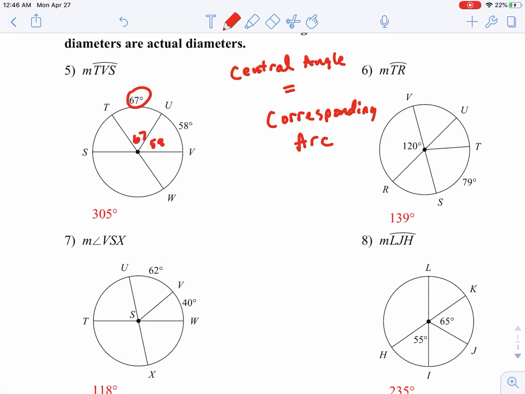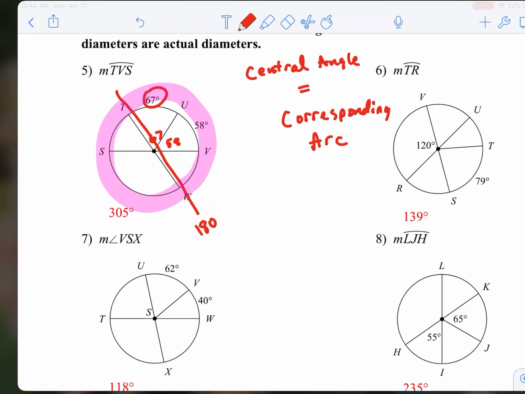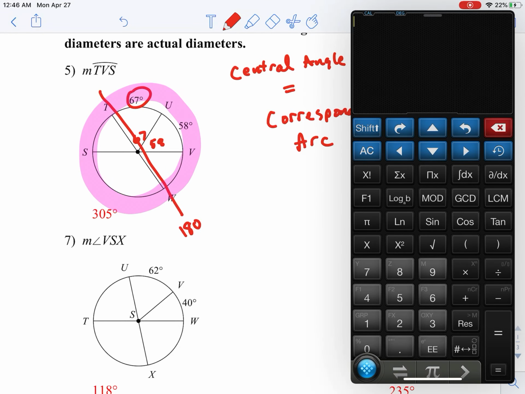All right, a couple things to keep in mind. This is a diameter, so that's automatically 180. How do I know that? All the way around is 360. So 360 divided by 2, 180. So now, if I know where 180 is, I can do 180 minus 58 minus 67. This guy's got to be 55. And then we've talked about this before. Verticals, that's 55. All right, so anyway, we don't need all that.